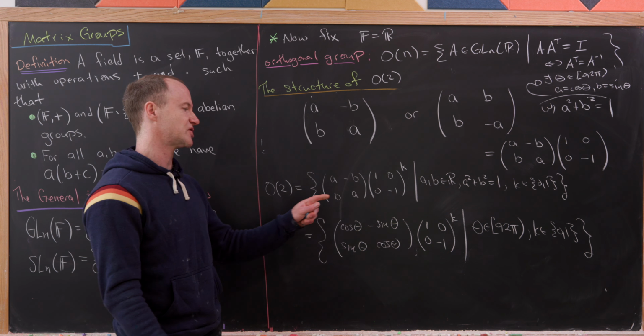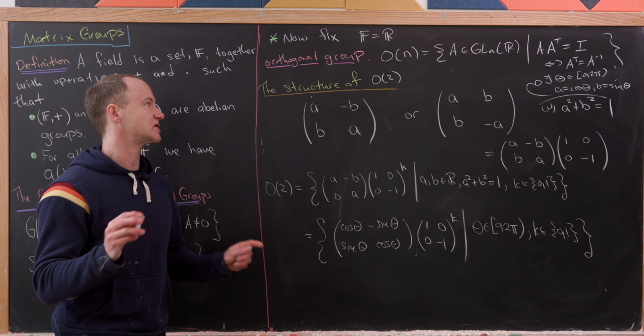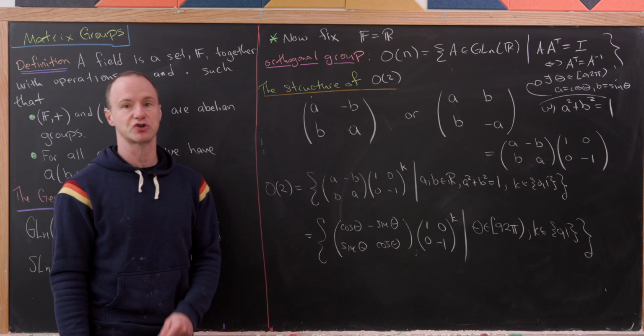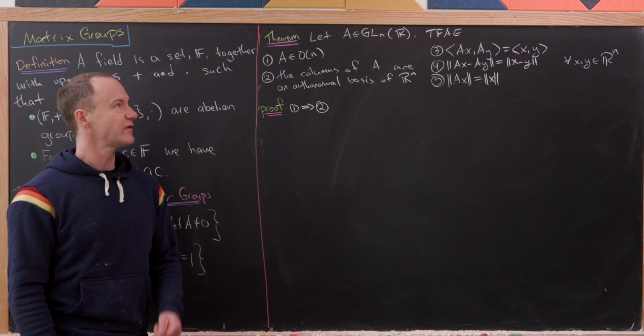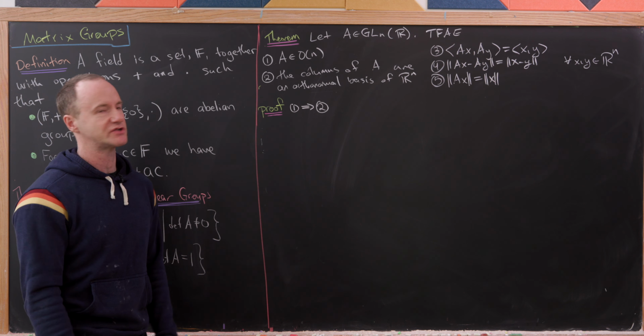Notice we've got rotations and reflections. Okay, so now that we've got this structure of O2 sorted out, let's move on. So now we've got a bit of a classification of the orthogonal group, or orthogonal matrices.